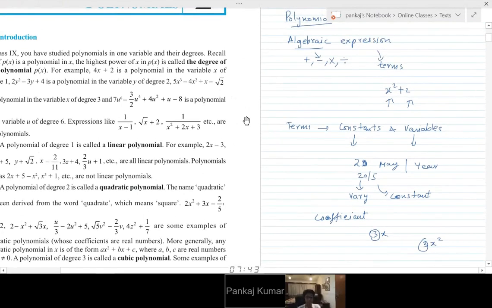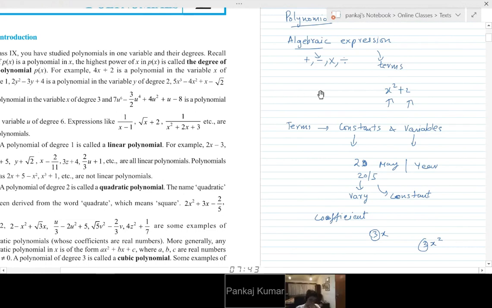So I think more or less it's fine for algebraic expression. So you got what an algebraic expression is? It is made up of terms involving mathematical operations: addition, subtraction, multiplication, and division. And terms are made up of constants and variables, and what a coefficient is. Now we come to degree.